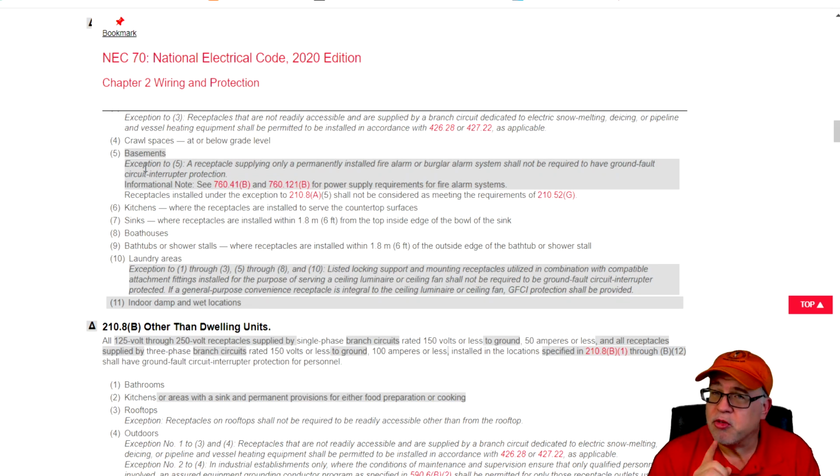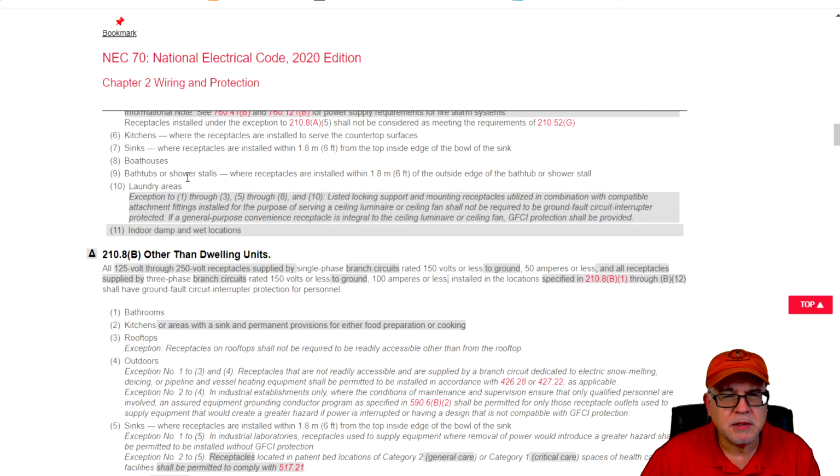Now, more often than not, what's going to happen is these are probably going to be hardwired systems, so it really wouldn't be a plug unless you bought this aftermarket type of burglar alarm or fire alarm, and then I'm not so sure that would apply because that wouldn't qualify as a permanently installed system, okay? But again, be careful. Just telling you what the code says, okay?